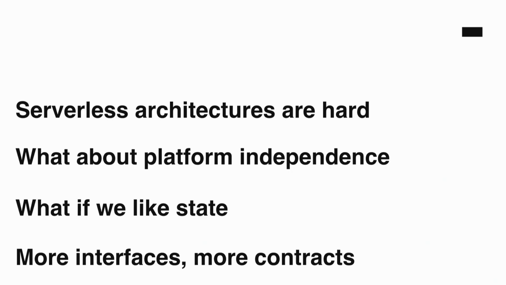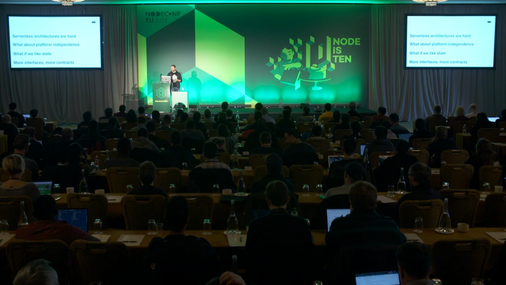On the downside, I still think serverless architectures are hard because we lack lots of experience with that. We don't have platform independence, like I said, so developing something for Azure Functions is totally different than for AWS Lambda. Serverless functions are stateless, but what if you like state? It adds a whole new complexity on top of it. And the more interfaces that we have, the more contracts that we have.